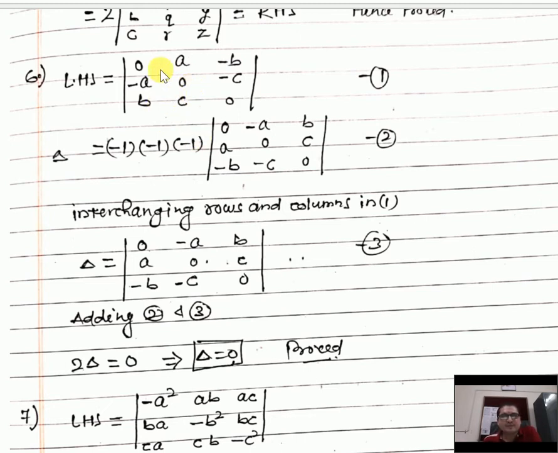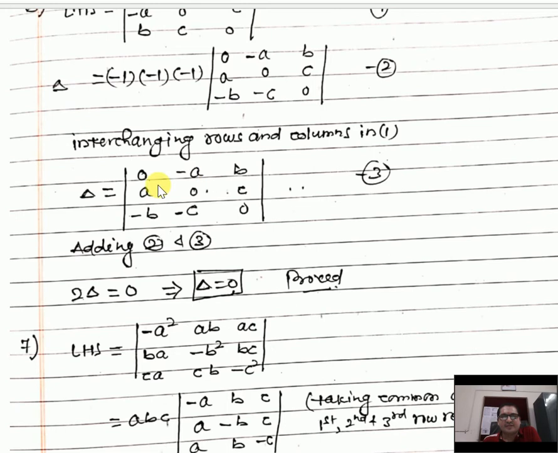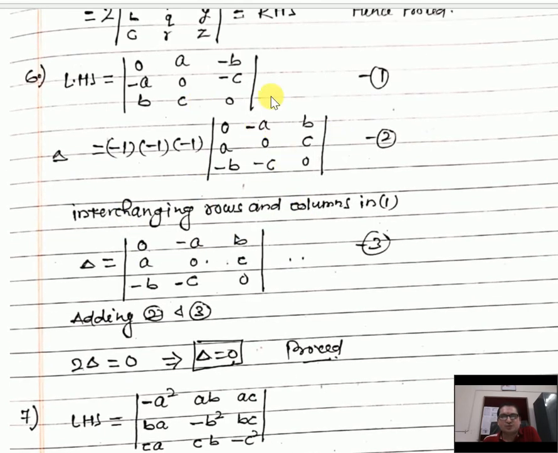So this is the given. I am taking common minus 1 from R1, R2 and R3. If you take common minus 1 from here, the positive will be negative, this negative will be positive, this negative will be positive, and this positive will be negative. So minus 1 into minus 1 into minus 1 will be minus 1 only. This is the determinant 2.